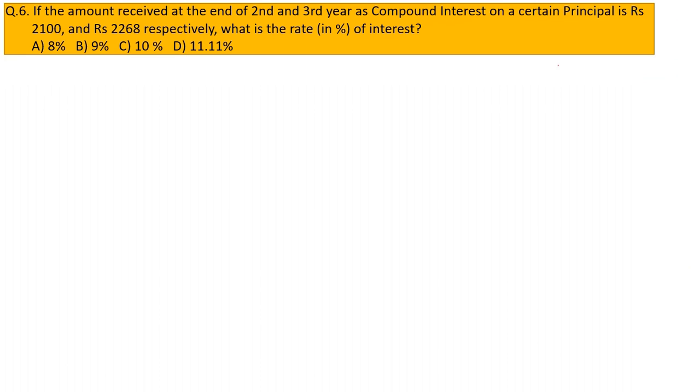The next question we have: if the amount received at the end of second and third year as compound interest on a certain principal is 2100 and 2268 respectively, what is the interest rate? Here we have, friends, we know that in a compound interest question, the second year amount will be the principal again for the third year.